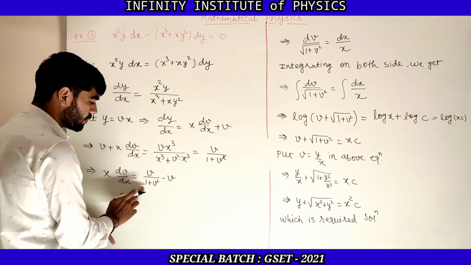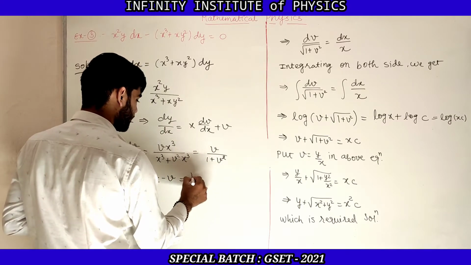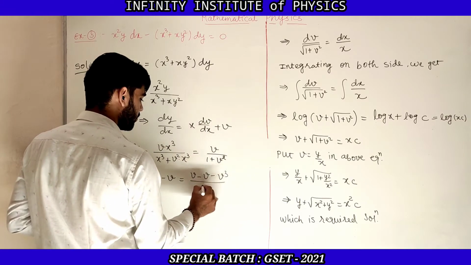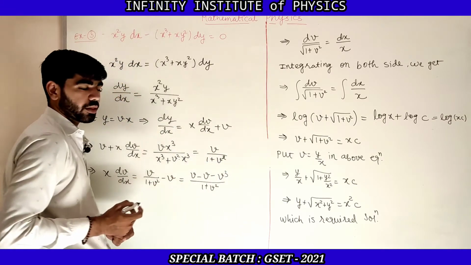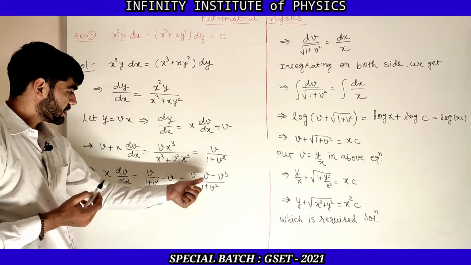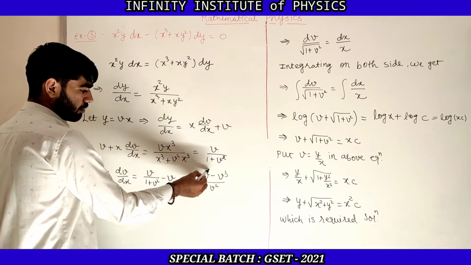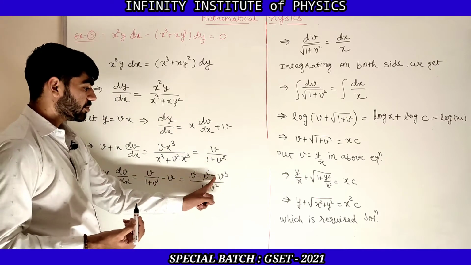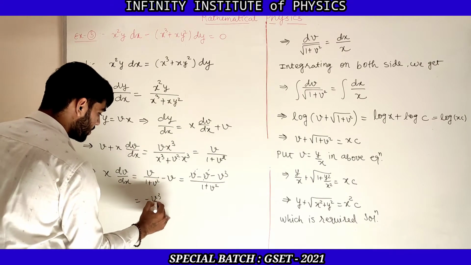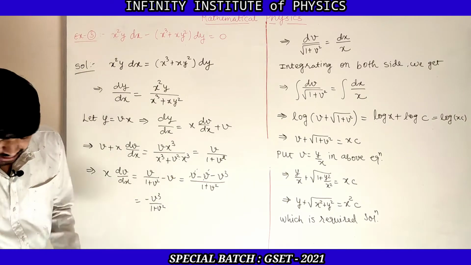So now let us take 1 plus v square as an LCM. Then first it is v minus v cube upon 1 plus v square. We have just taken 1 plus v square as an LCM, then it is v into 1, so it is v, and v square into v, so it is v cube. Now v minus v cancels out, so the remaining term is only minus v cube by 1 plus v square.